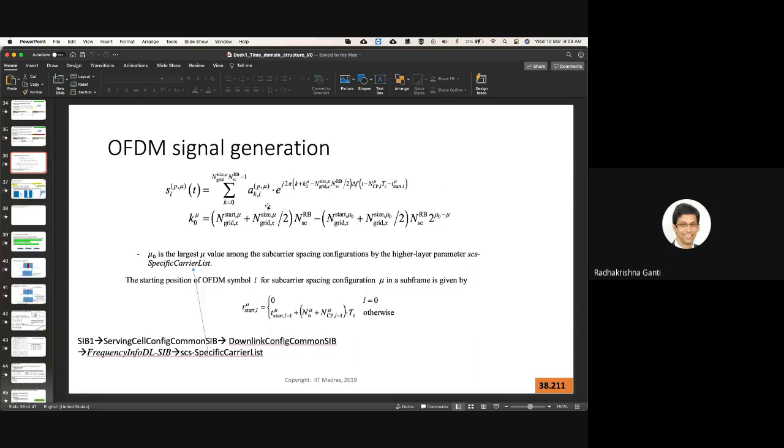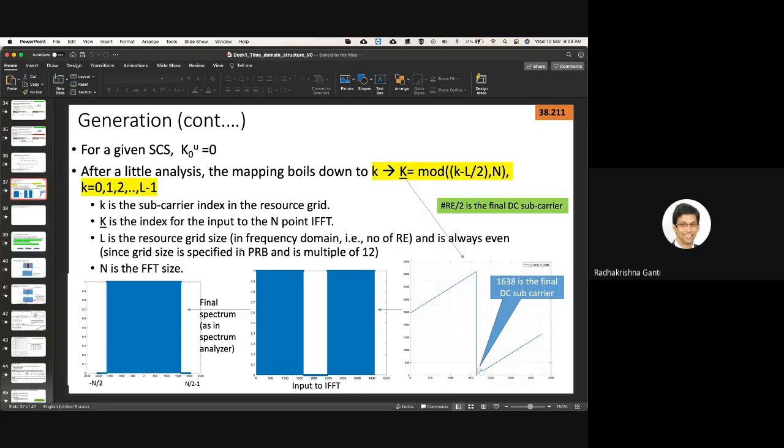I would strongly encourage you to look at this particular equation and see how it can be converted into IFFT. It looks very similar to IFFT, but I would suggest you do that once. Take a pencil and paper and just do that. But I'm going to tell you what is going to happen.